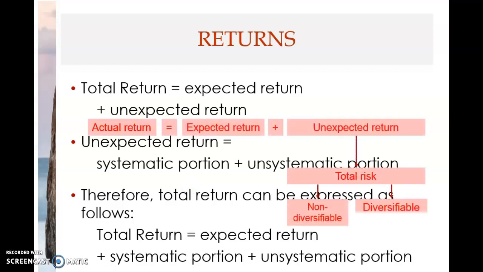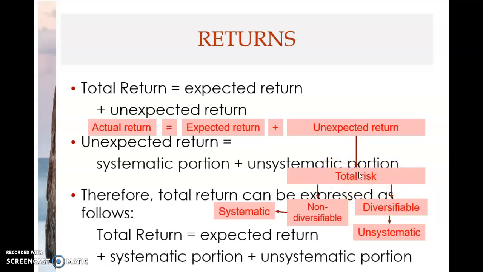We've covered this. Okay, now the thing to remember here is that returns can be divided into two: expected return and the unexpected return. Now this unexpected return, the collection or the distribution of unexpected return can be represented by total risk. How do you measure total risk? We use variance and standard deviation. You can use that as a measure of total risk.